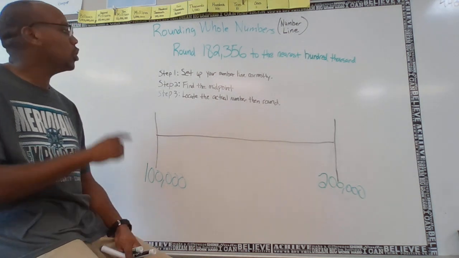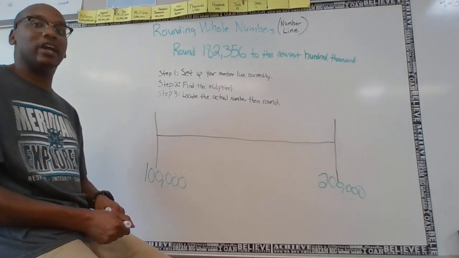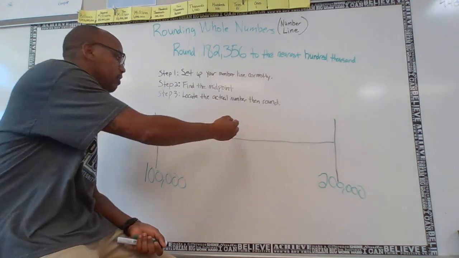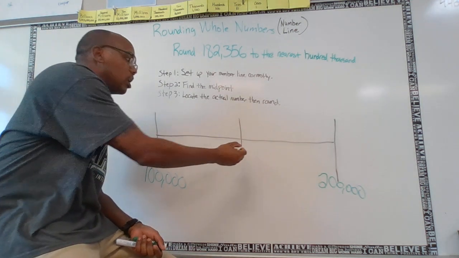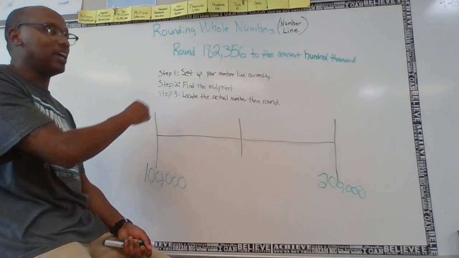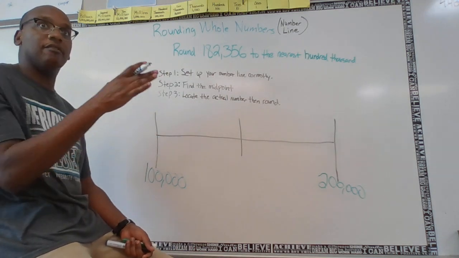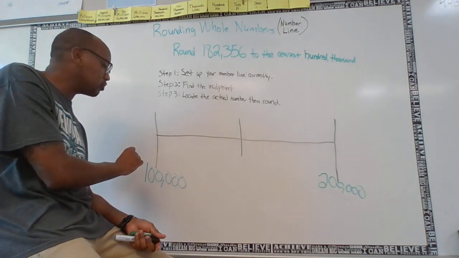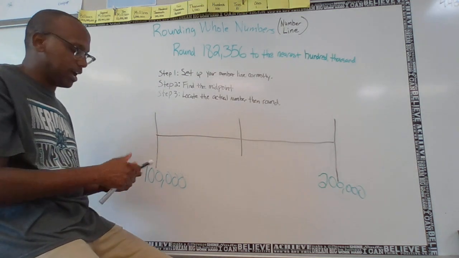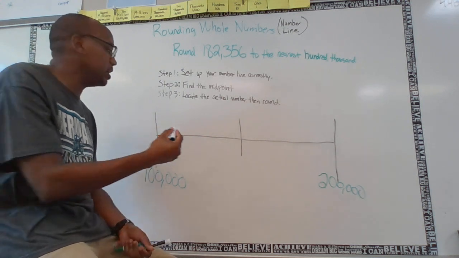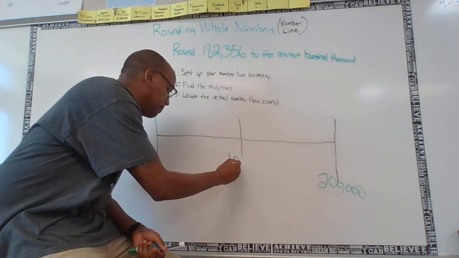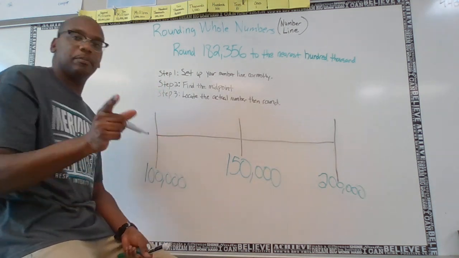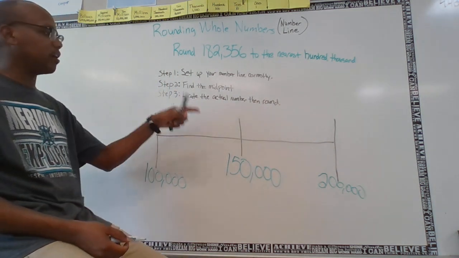Step two, find the midpoint. The midpoint is the middle point, halfway between these two 100,000s. So if this is 100,000 and that's the next 100,000, halfway between that is 50,000. So if this is 100,000 and that's 200,000, the midpoint must be 150,000. Step two is now complete. I have found the midpoint.